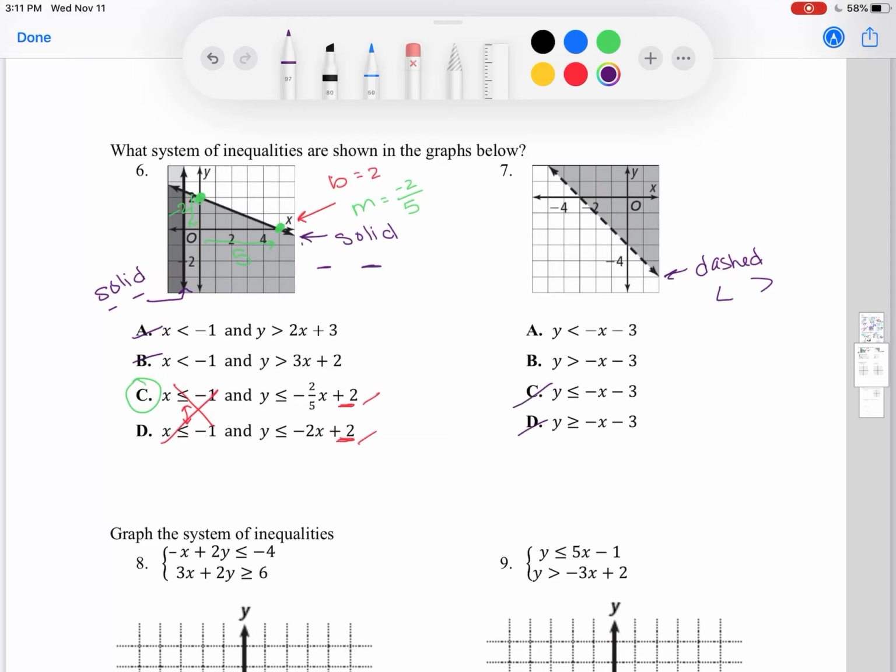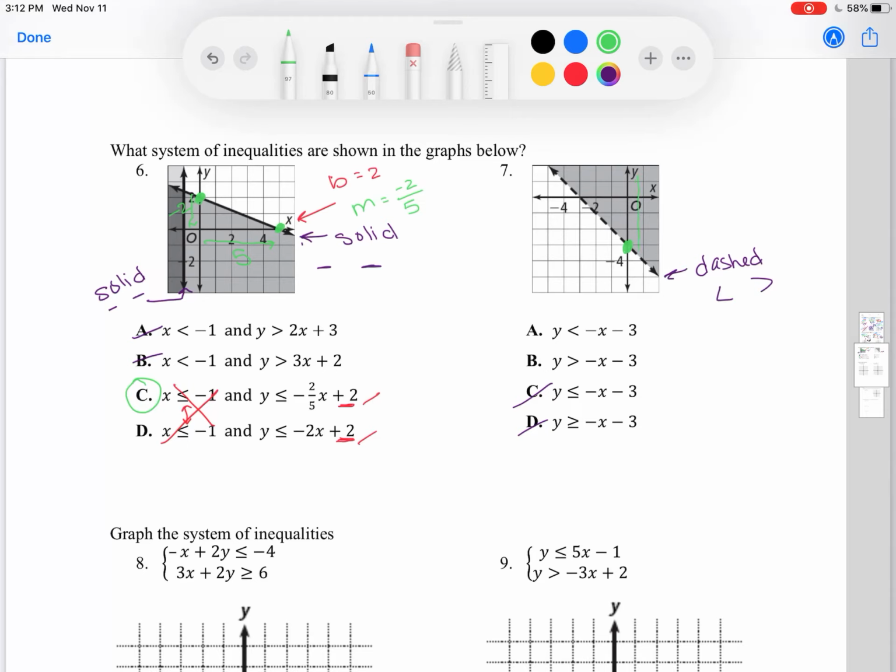Looking at question 7, look at your clues again. This time I have a dashed line. So think about your only options. You can only have a less than, or you can have a greater than. You cannot have an equal sign. So right away you can cancel out C and D. And then when you look at your options, you have A and B left, and the only thing that's different between A and B is whether it's a less than or a greater than.